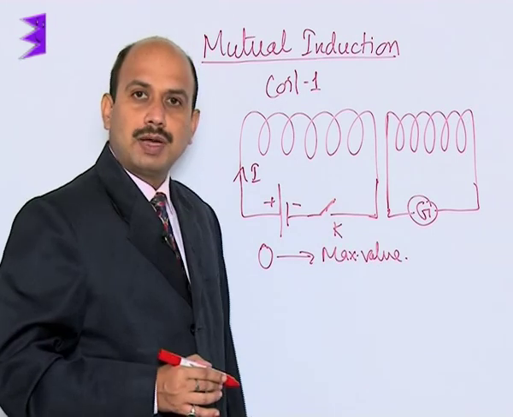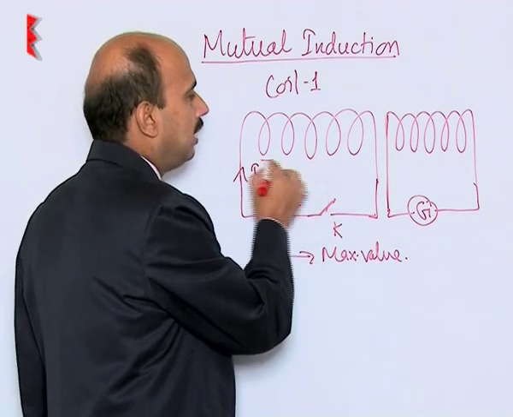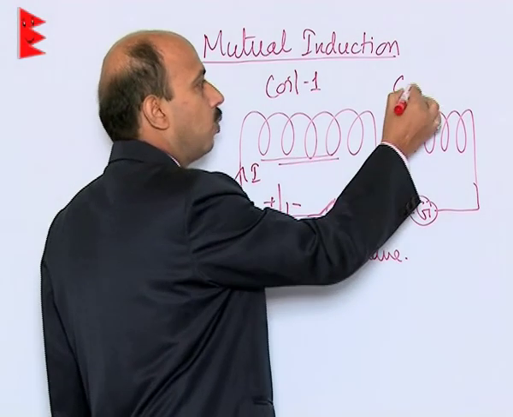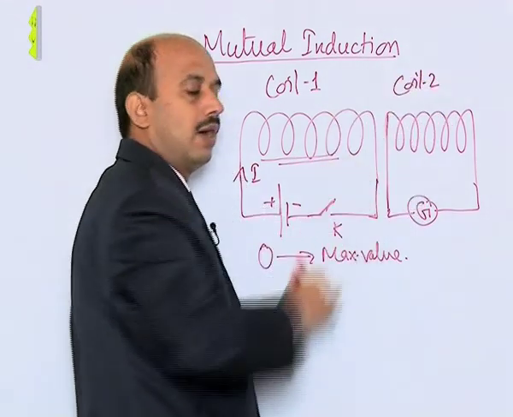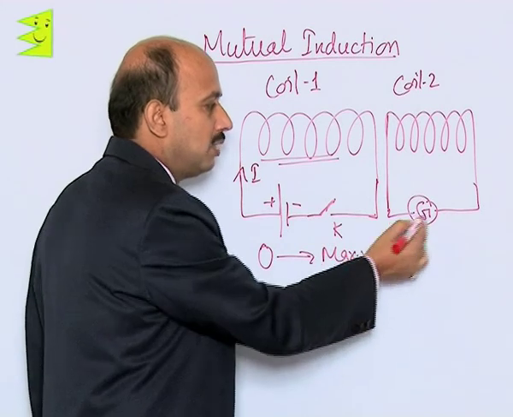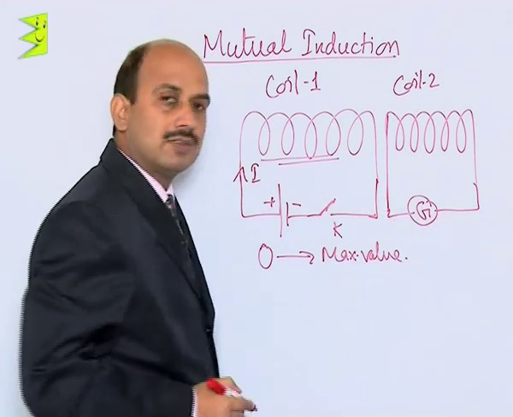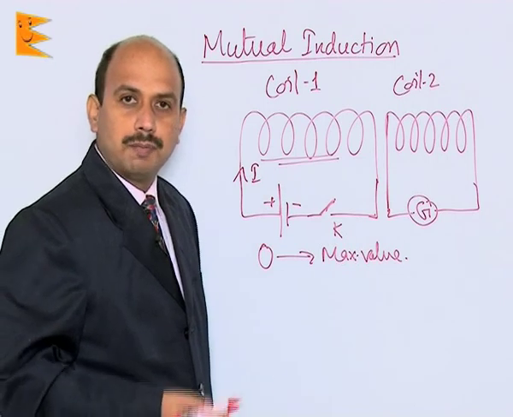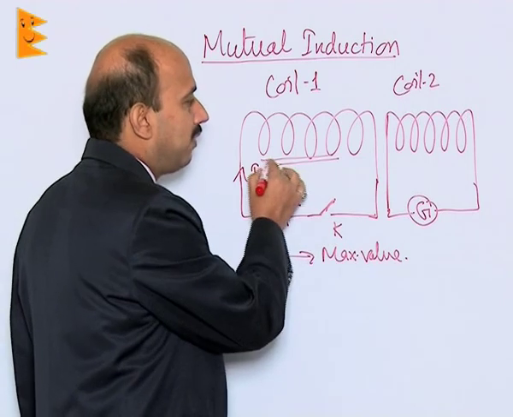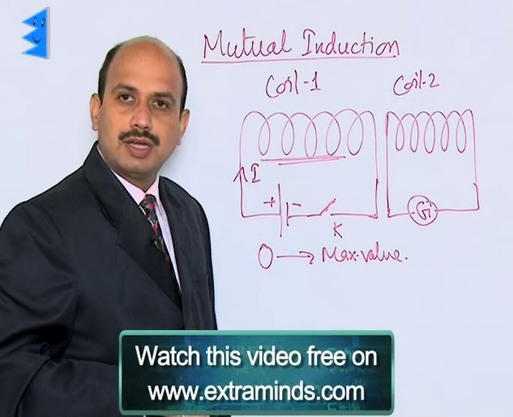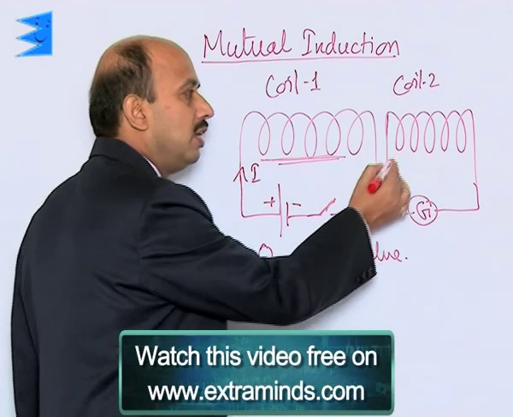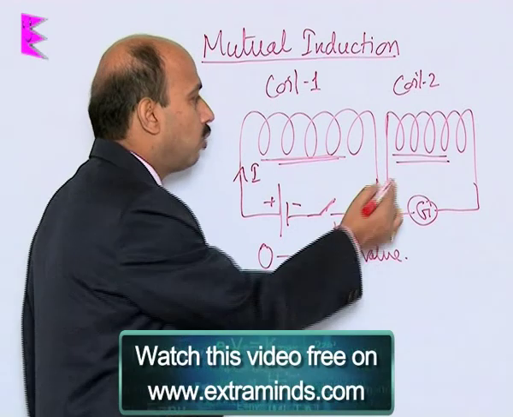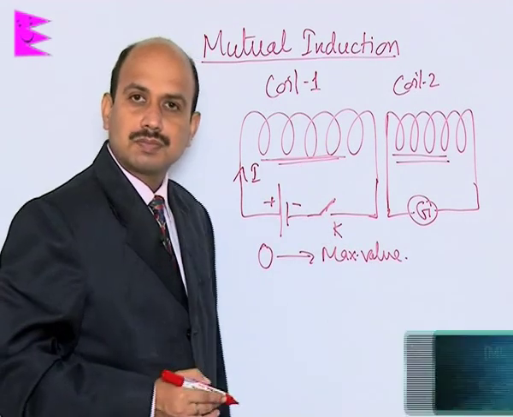When the current increases from 0 to maximum value, the magnetic flux linked with this coil increases, and in coil 2 as a result the galvanometer shows deflection to one side. Suppose let it be to the right side. Why does it do so? Because when the magnetic flux linked with this coil changes, that is increases, there is an induced EMF in this coil which opposes the increase of this magnetic flux.